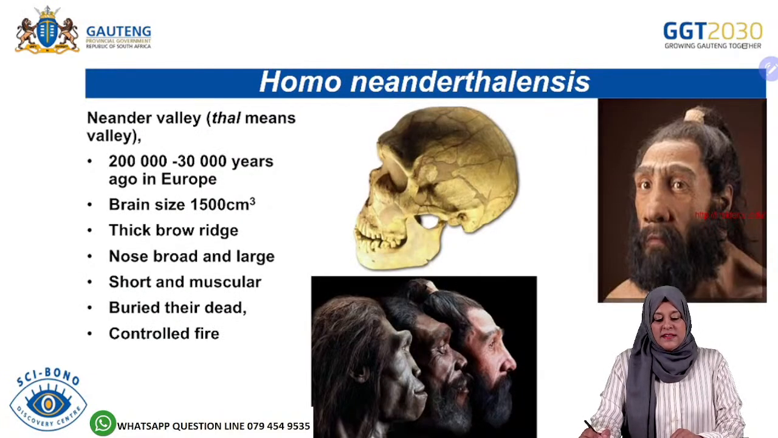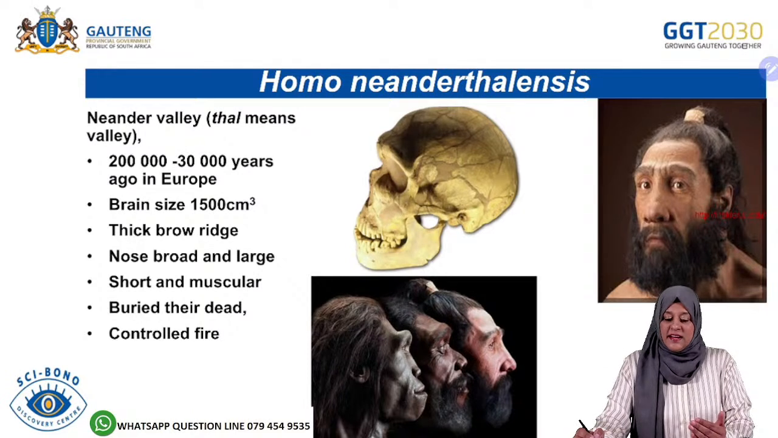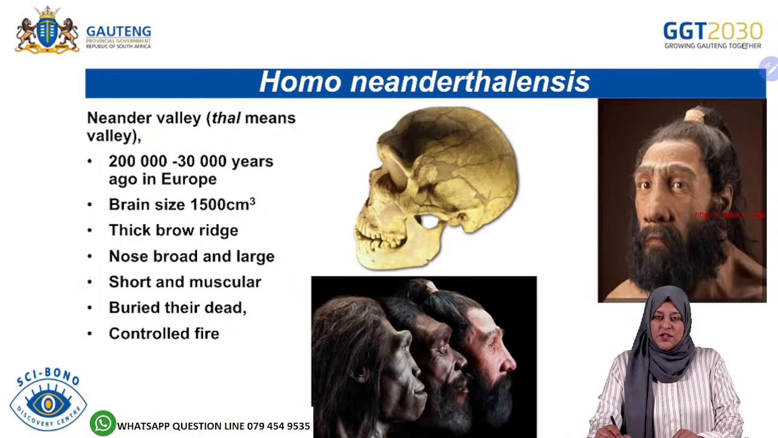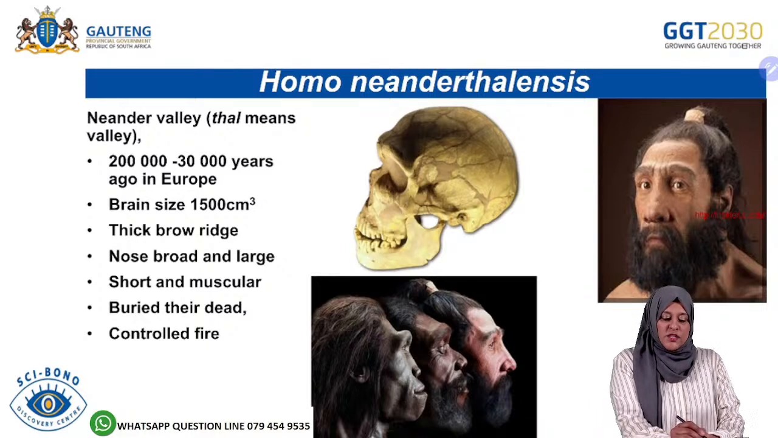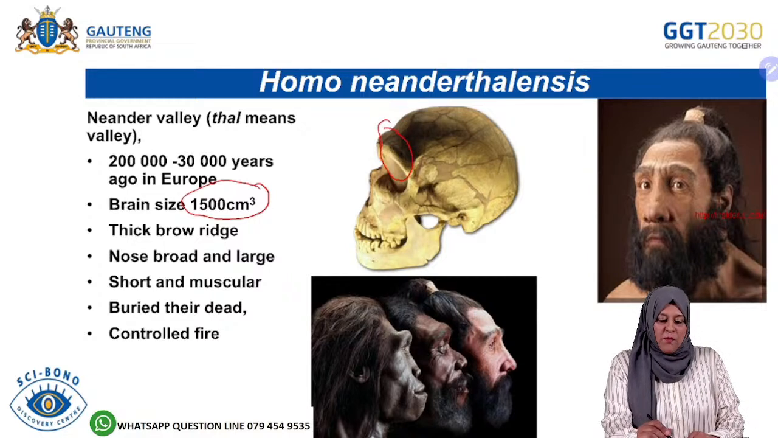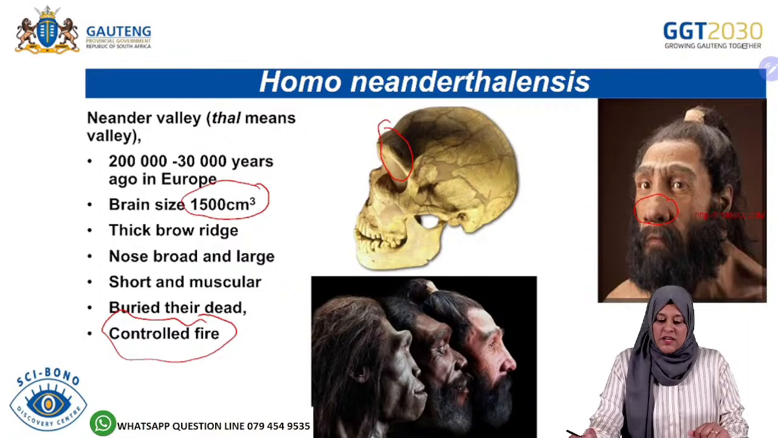Now, the Homo neanderthalensis was discovered in the Neander Valley. Thal means valley. That's why the name Homo neanderthalensis. 200,000 years to 30,000 years ago in Europe. The brain size was 1,500 centimeters cubic. Thick brow ridges here, right? A broad nose, short and muscular. They buried their dead and they controlled fire. That's why they could venture out into the north.